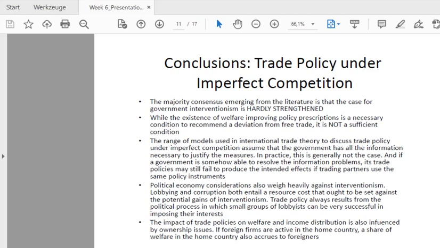So the impact of trade policies on welfare and income distribution is also influenced by ownership issues, as I mentioned before. So if foreign firms are active in the home country, a share of welfare in the home country also accrues to foreigners. So when you estimate the welfare effects of trade policy measures in an open economy with foreign firms active in the domestic market, you don't know exactly how much of this welfare accrues to the home country and how much to the foreign country.